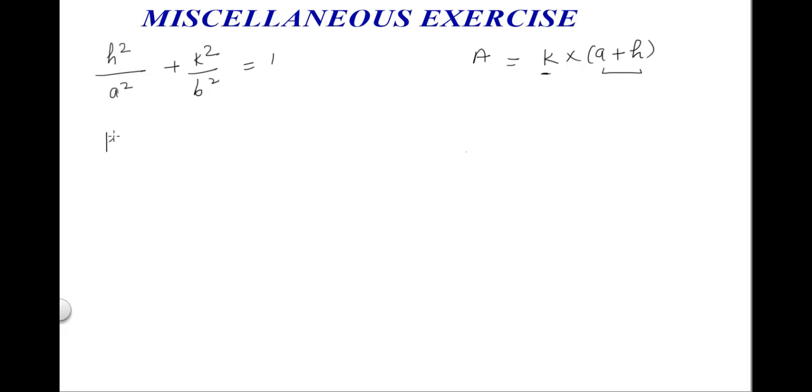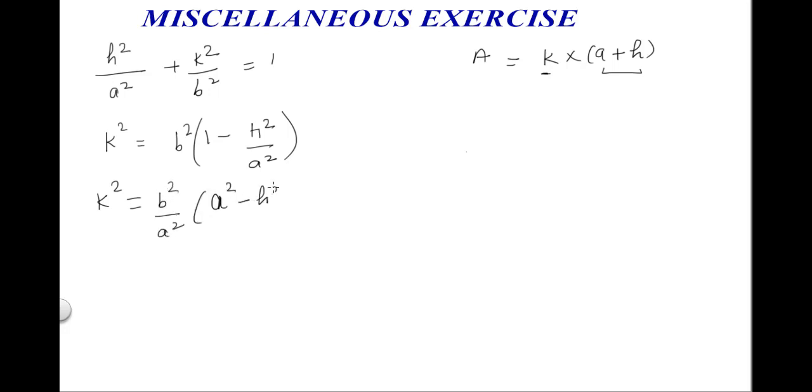So to find k square from here, we'll have 1 minus h square upon a square, into b square. So we have k square as equal to b square upon a square into a square minus h square. This is the value of k square. Fine. If I take the square root, it will come under root a square minus h square. So to avoid that, I'll square the area. Squaring it and replacing it with z, we get k square into a plus h whole square.